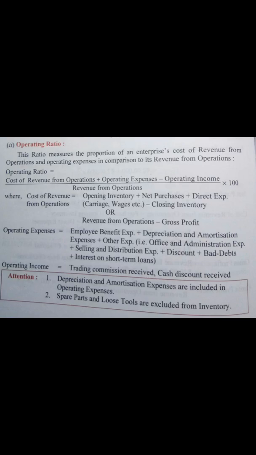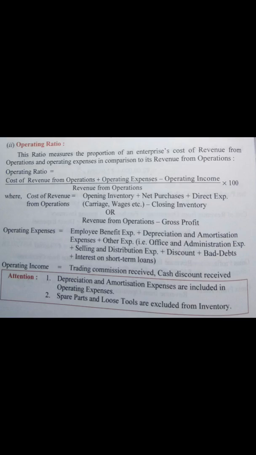Cost of revenue from operation, as we know, we can easily calculate by adding the opening inventory, net purchases and direct expenses, and out of this we have to subtract closing inventory, or we may directly subtract the gross profit from revenue from operation.